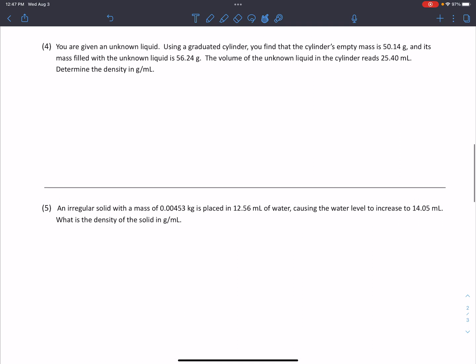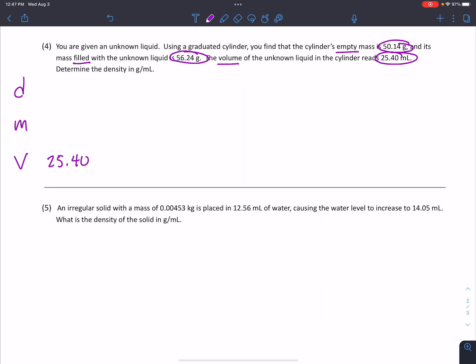All right, so density problems we know have our three variables. We have density, we have mass, and we have volume. So if we look at our problem, we have a graduated cylinder. The empty mass is 50.14 grams, and the filled mass is 56.24 grams. We're also given the volume of the unknown liquid to be 25.40 milliliters, and we're asked to determine the density in grams per milliliter. All right, so we've got a volume value that's directly related to our substance, but we have two mass numbers.